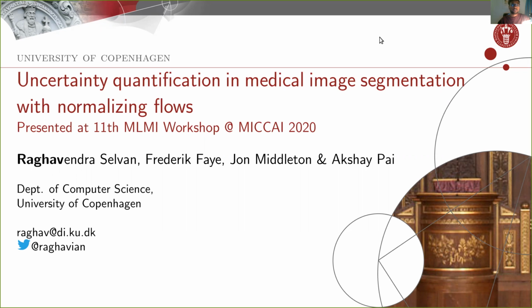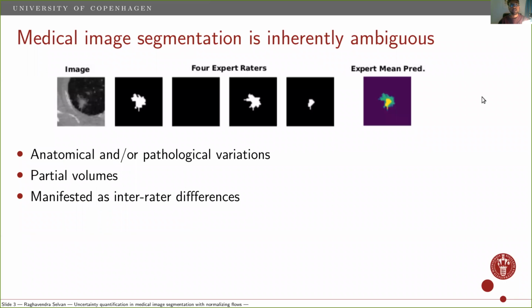Welcome to this presentation of our work on uncertainty quantification in medical image segmentation using normalizing flows. My name is Raghav. Medical image segmentation is an inherently ambiguous task.